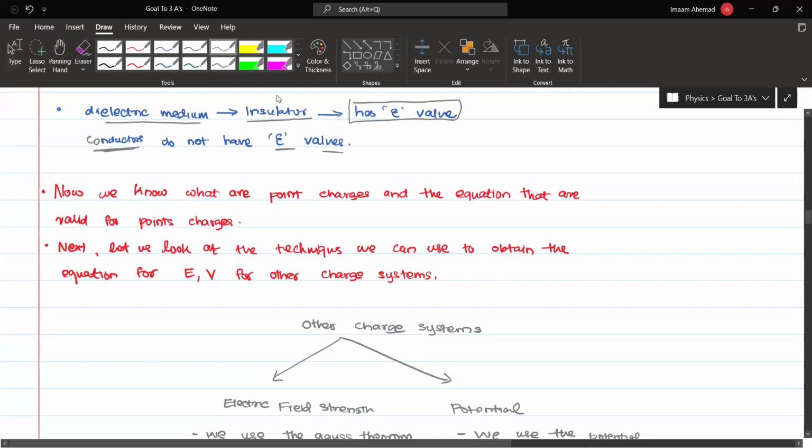So what we have discussed so far is, now we know what point charges are, and we know the equations that are valid for point charges.